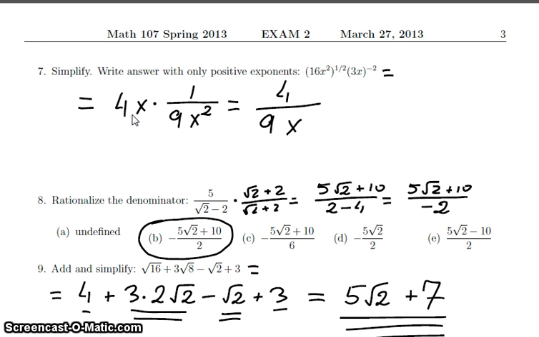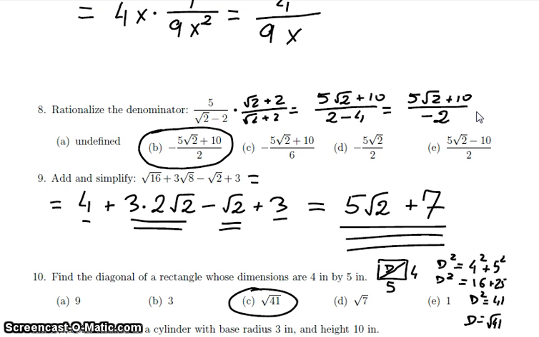You have x in the numerator here and x squared in the denominator, so I simplified the x's, so it has 4 over 9x. Notice the instructions say to write answers with only positive exponents, so writing it as 4 over 9x to the negative first would be not good.